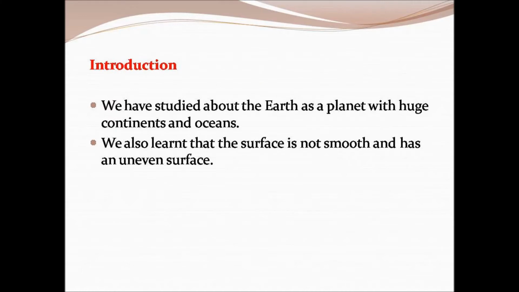In the previous lessons in geography, you would have studied that Earth is a planet with huge continents and oceans. And we have also studied that the surface of the Earth is not smooth and it has uneven surface. That is, in some regions you would have seen elevated features such as mountains and plateaus, and in some places you would have seen plain surfaces. So in this lesson we shall study about the various forms the land surface takes and how they are formed.